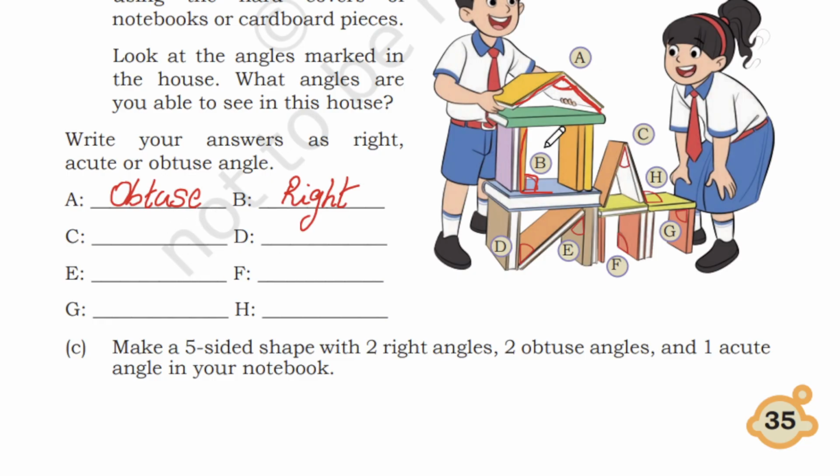And next we have C. So where is C here? So here is C. It is less than a right angle, so it is an acute angle.